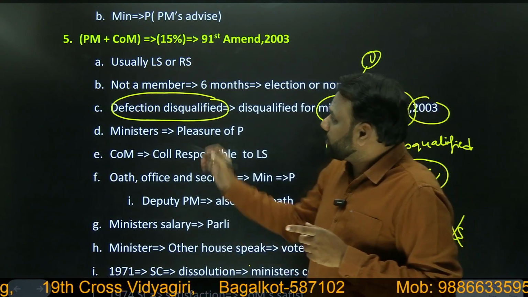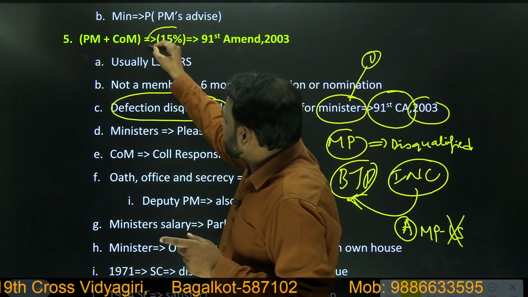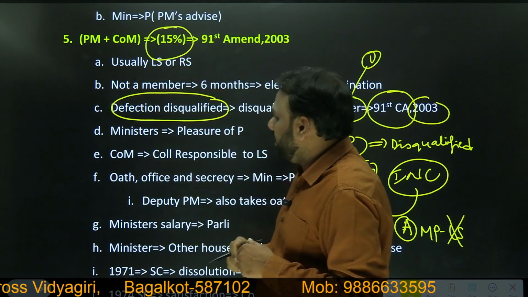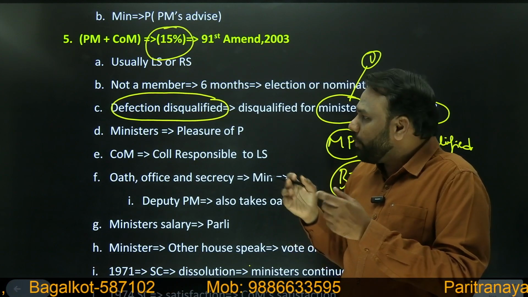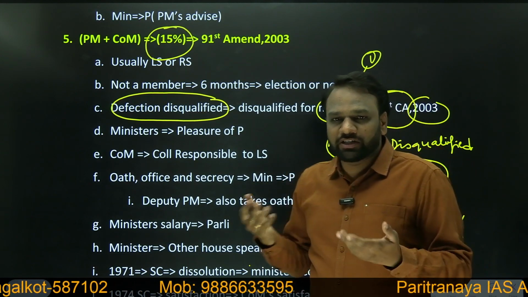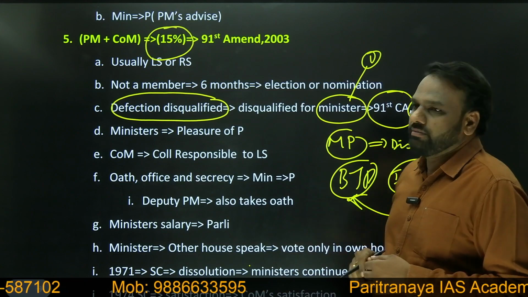So here we saw that two important provisions are there to prevent defection. One is that the total number of ministers cannot exceed 15% of the total strength of the Lok Sabha. Another is that Lok Sabha MPs or Rajya Sabha MPs who have been disqualified on the grounds of defection cannot be made ministers.